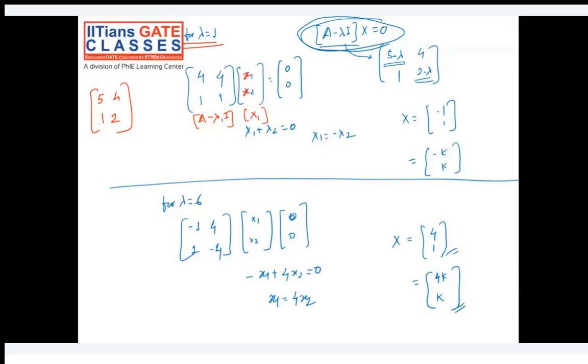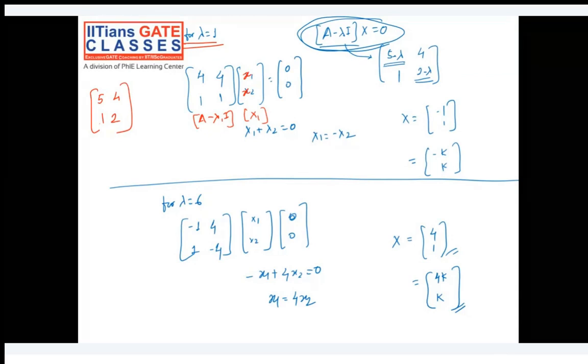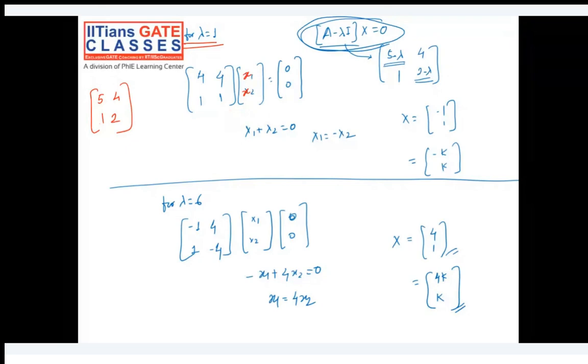So what you will get if you solve this equation, 4x1 plus 4x2 equal to 0? In short, you will get x1 plus x2 equal to 0. If you take either the first row or the second row, you are going to get the same equation. So what do you mean by this? x1 equal to minus x2. Depending on the value of x2, let's say x2 is 1, x1 will be minus 1. In general, if x2 is k, then x1 is minus k.